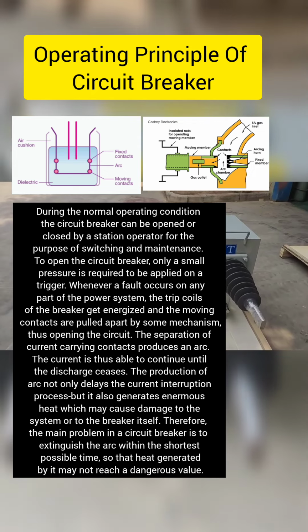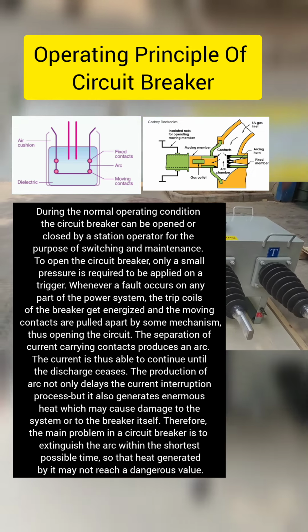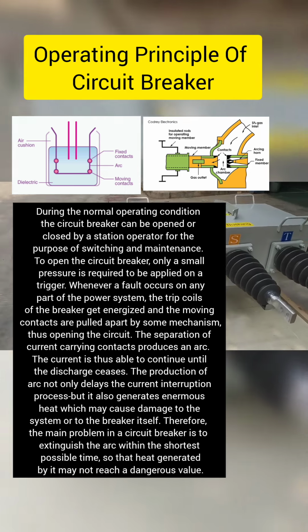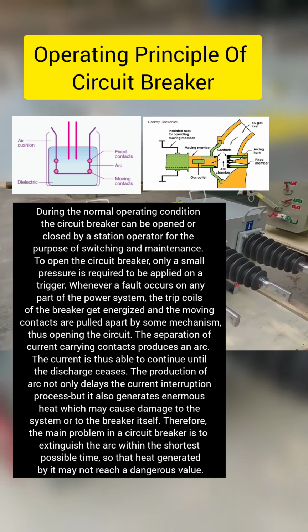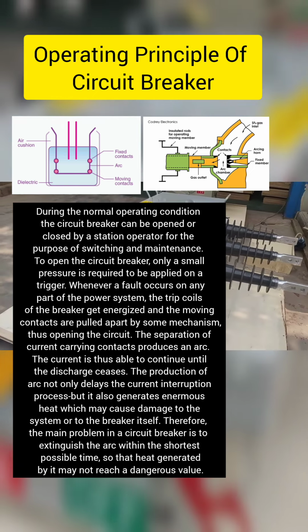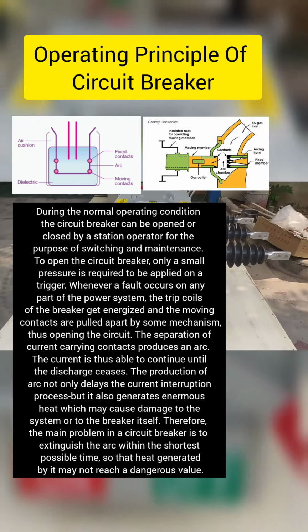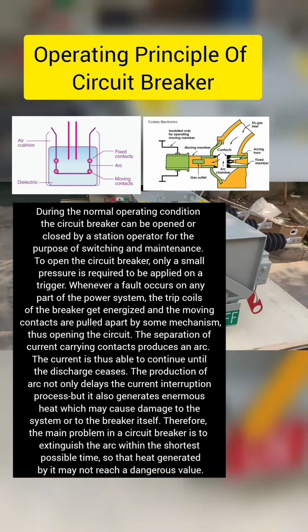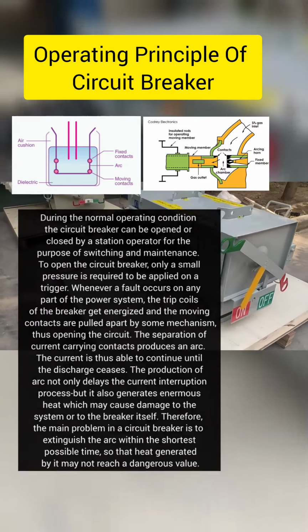The production of arc not only delays the current interruption process, but it also generates enormous heat which may cause damage to the system or to the breaker itself. Therefore, the main problem in a circuit breaker is to extinguish the arc within the shortest possible time, so that heat generated by it may not reach a dangerous value.